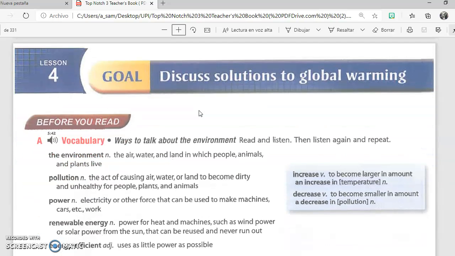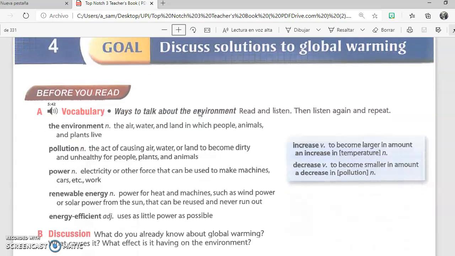And then we move to lesson 4, discuss solutions to global warming. And here we have a vocabulary, ways to talk about the environment. These are some ways to talk about the environment. We can use the word increase to become larger in amount, an increase in temperature. Decrease to become smaller in amount, a decrease in pollution. Ok, la palabra incrementar pues la podemos utilizar en lo que es el ambiente para cuando la temperatura ha incrementado. Decrease to become smaller in amount. Puede ser decrease in pollution, decrecer en contaminación.